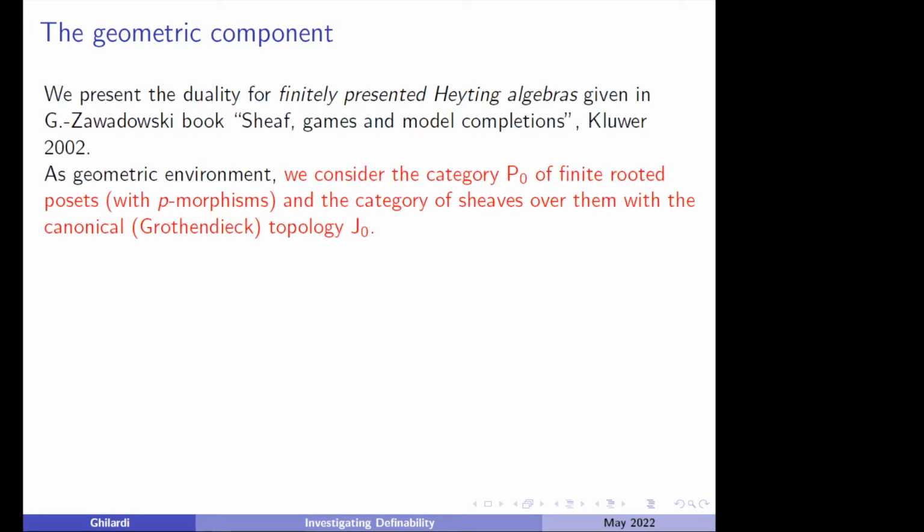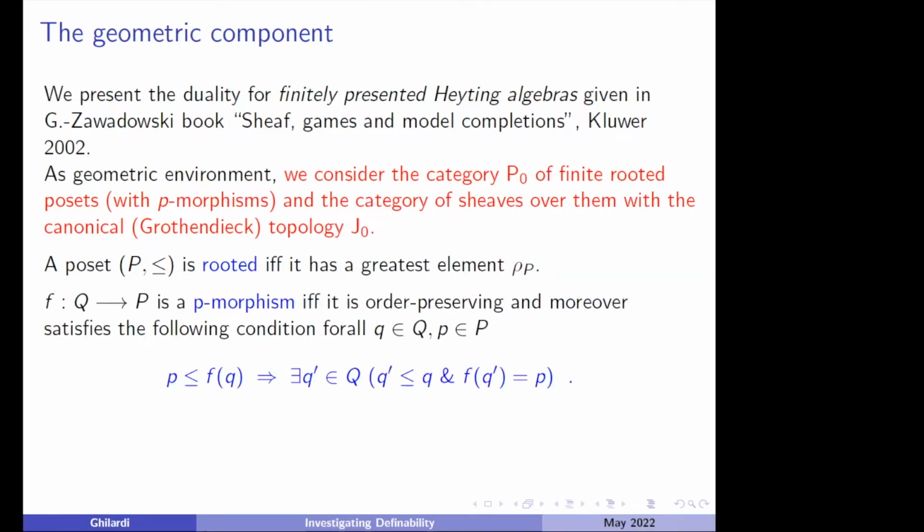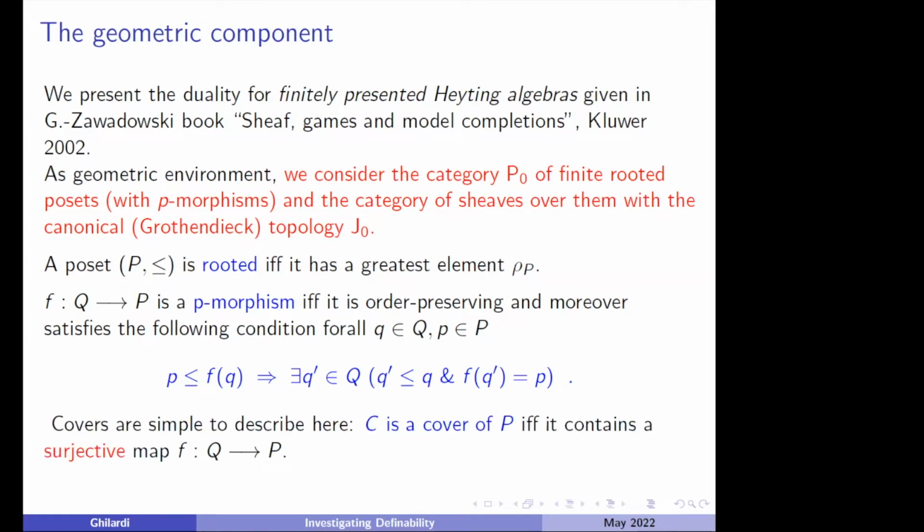And here is the geometric component. We consider the category of finite rooted posets with p-morphisms and the sheaves over them with the canonical Grothendieck topology. What I mean by this is the following. A poset is rooted if it has a greatest element. And a p-morphism is an order-preserving map which satisfies a condition which says simply that the direct image of a downward set is a downward set. The order is reversed with respect to Kripke semantics, which is more similar to what is used in the categorical setting. The canonical topology is the biggest one which makes representable functors sheaves, but you can describe it easily. A sieve is a cover if it contains a surjective map.